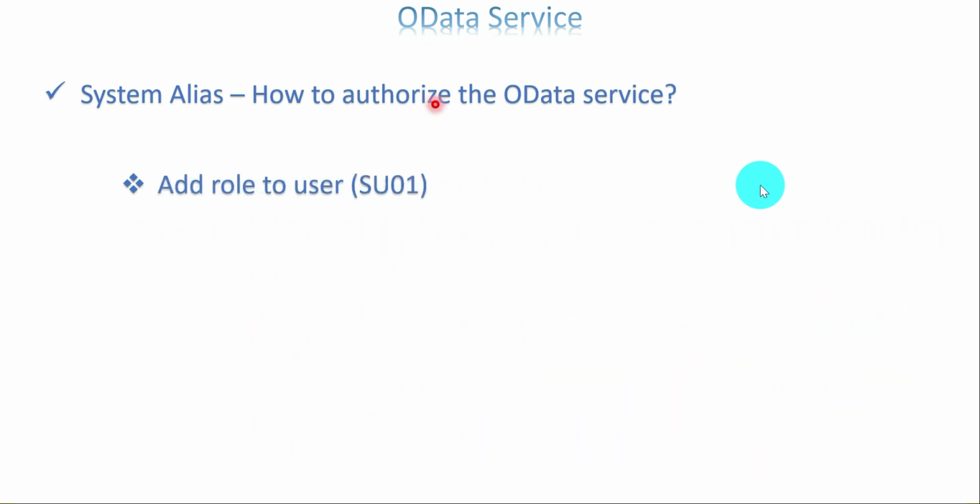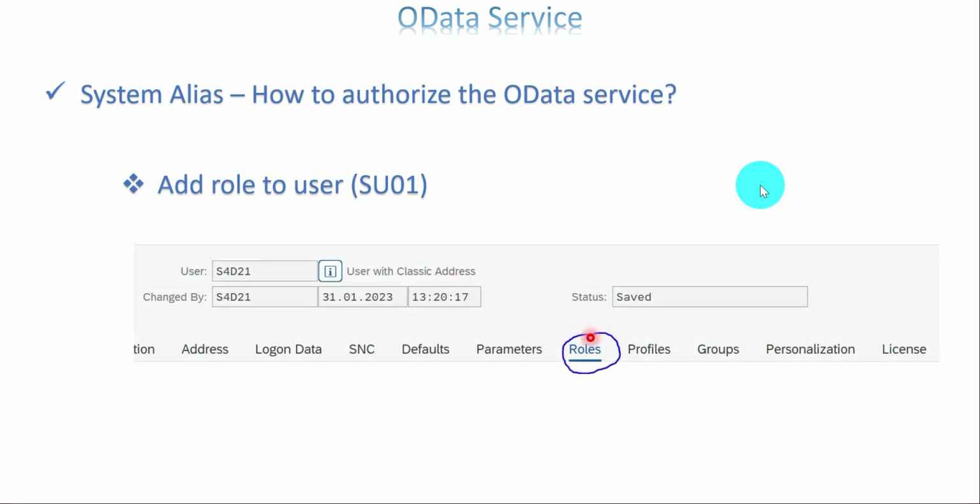And after that, you have to assign the particular role to your user. So it's SE01, and go to the roles tab. Whatever role you have created, you have to add it under this role. Once it is done for the particular user, then he has access, if the connection is trusted, to get the data from your backend system.